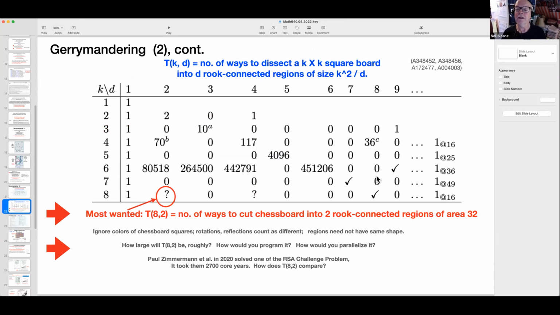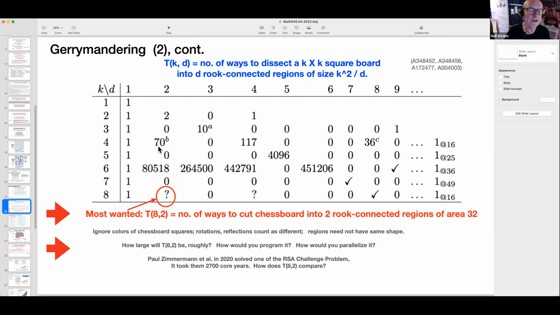So that's the second to last entry in each row. And up to 7 by 7, we know all the values. The first unknown case is 8 by 8. Take an 8 by 8 chessboard, a standard chessboard. How many ways can you cut it up into 2 parts? This is not known, and it would be very nice to know the answer. And a homework, if you want, work out what this number is, or that actually might be hard, but how big is it roughly? I don't know. Roughly, how large is this?